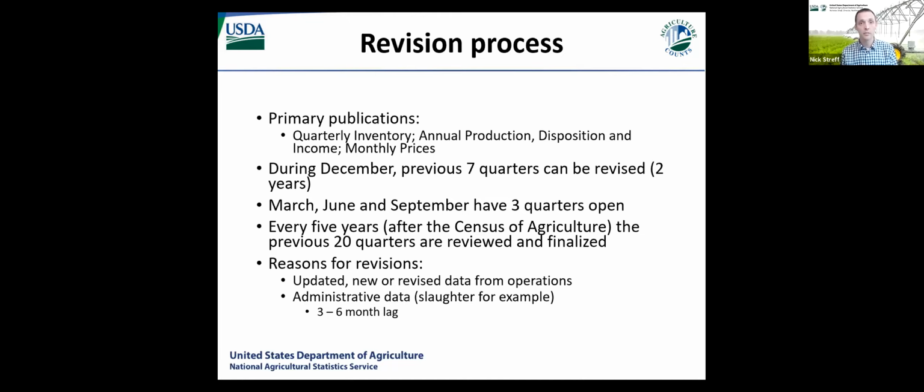However, for the Census of Agriculture, once we complete that, we do complete a 5-year review. So we look at all 20 quarters for a 5-year period. And then once we complete the census review, those quarters are locked and can never be revised again. So that's kind of the framework we look at when we're doing our revisions. However, when do we actually do them?